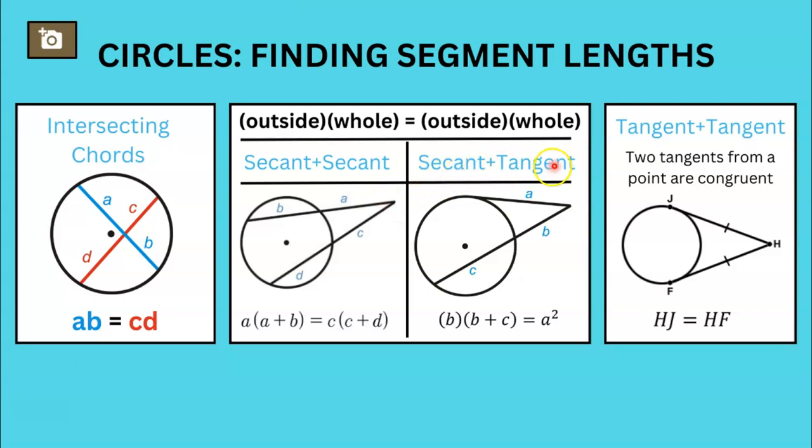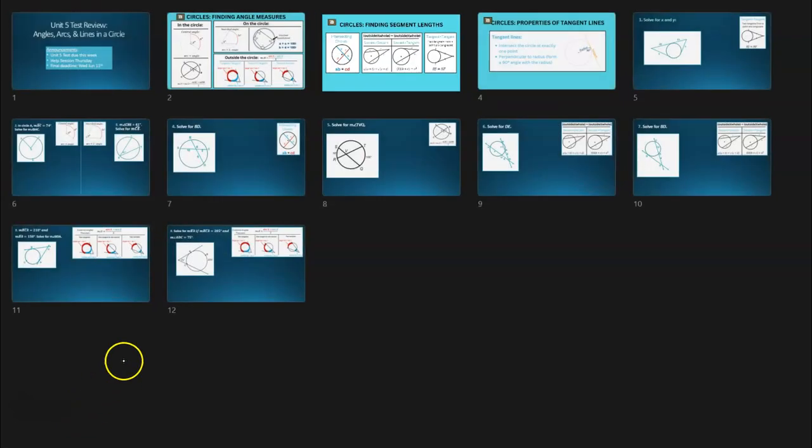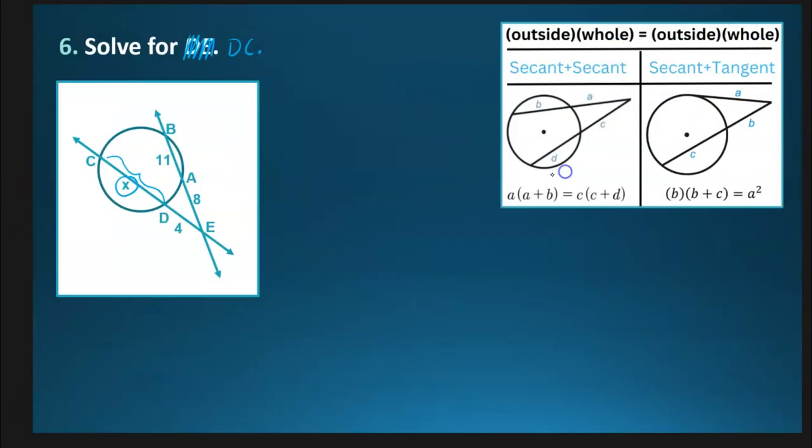This is a secant tangent situation. One of the lines is a secant, intersecting here and here at 2 points. Then one of them is just a tangent. When you see a line that just goes boop and stops right here, you're meant to interpret that visually as a tangent line and say, okay, there's just one point of intersection here. For either situation, you're given a bunch of lengths. Some are inside, some are outside. It's going to be the same formula: outside times whole equals outside times whole. How are we using that? Well, let's go see.